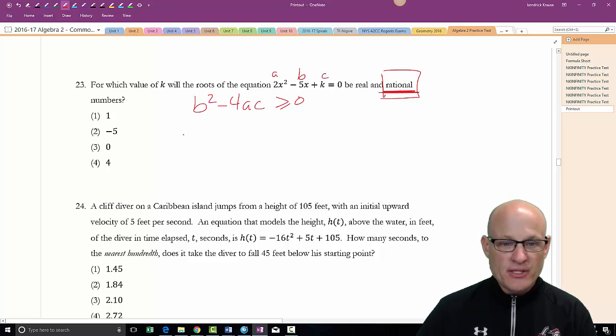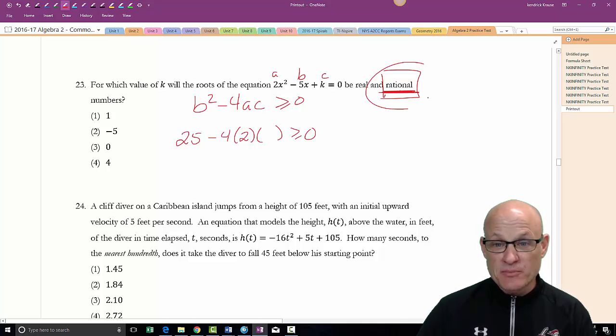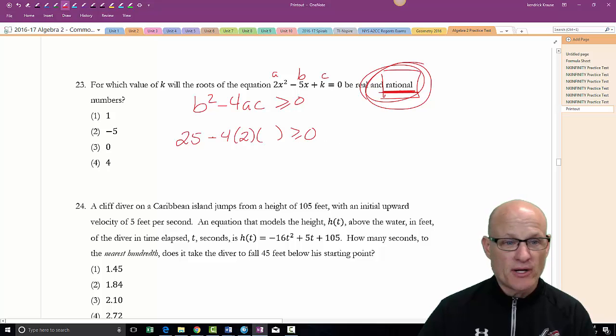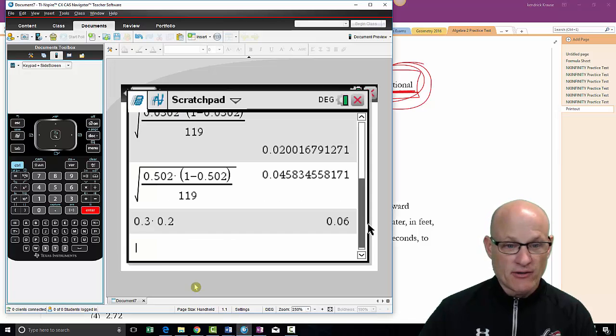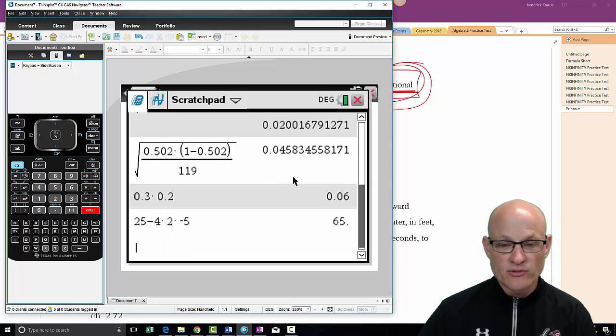So we're going to do b squared, which is 25, minus 4 times 2 times something, has to be greater than or equal to 0. And again, for it to be rational, it has to be a perfect square. So let's plug in 1. That would be 25 minus 8. That's not going to work. Let's try negative 5. Let's do that one on the calculator. 25 minus 4 times 2 times negative 5 equals 65.